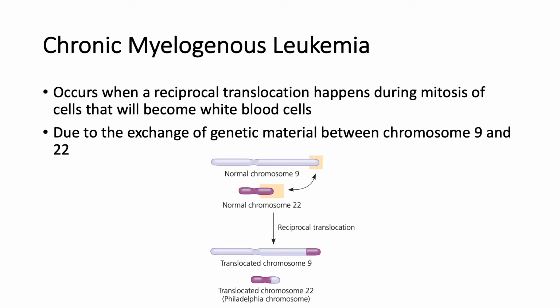Chromosomal translocations have been implicated in certain cancers, including chronic myelogenous leukemia or CML. This disorder occurs when a reciprocal translocation happens during mitosis of cells that will become white blood cells. In these cells, the exchange of a large portion of chromosome 22 with a small fragment from a tip of chromosome 9 produces a much shortened, easily recognized chromosome 22, which is called the Philadelphia chromosome.